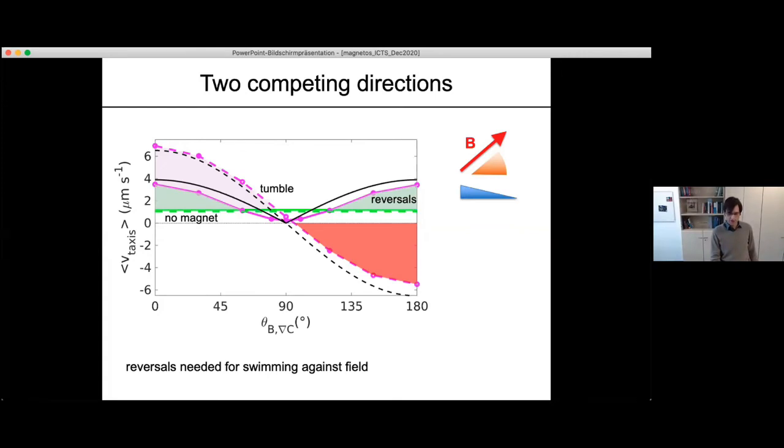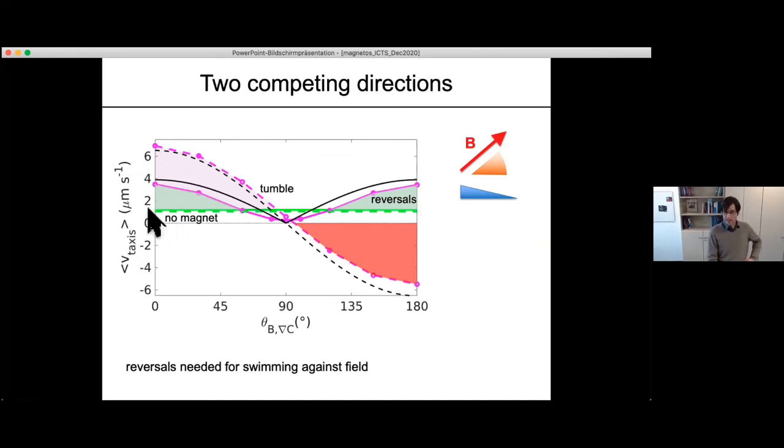What we see here is, if these bacteria are not magnetic, there is a certain velocity, and basically the chemotaxis does whatever it does. They swim with a certain velocity down the gradient in that case. And whether we use tumbles or reversals doesn't make much of a difference here. That's the solid line and the dashed line.